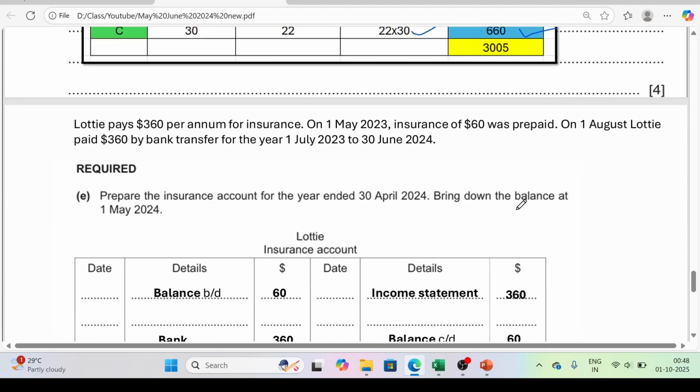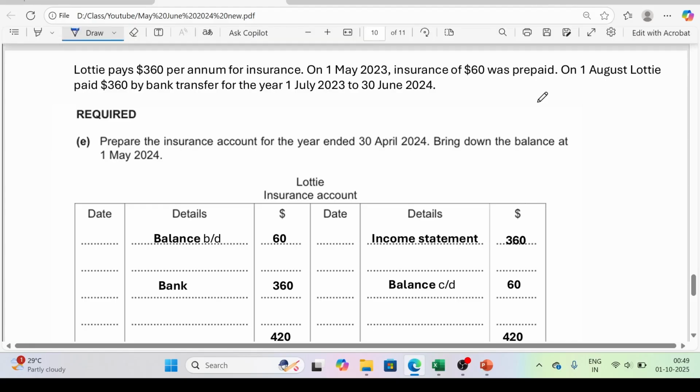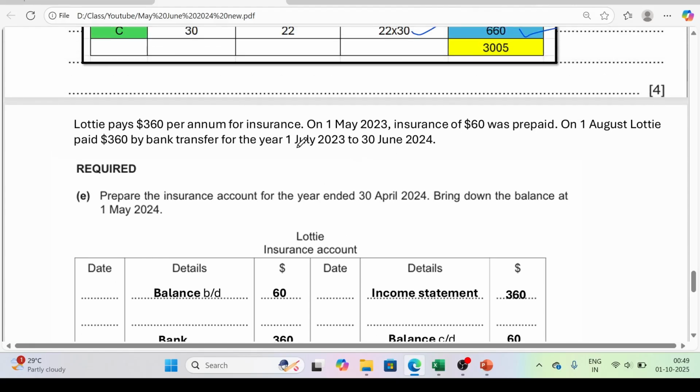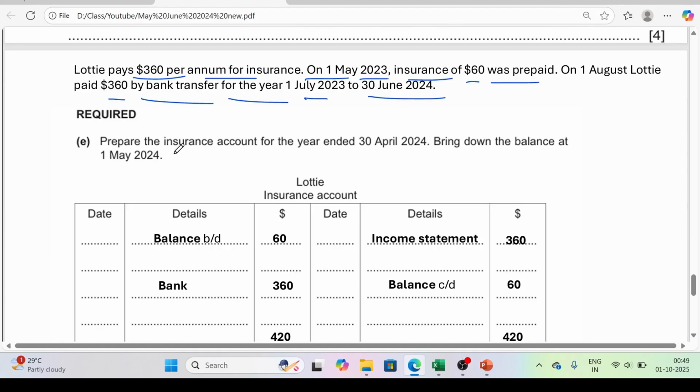Okay. Next we are moving to the ledger type of question. So let's see which account they requested. Loti pays 360 per annum for insurance. On 1st May 2023, insurance of $60 was prepaid. On 1st August, Loti paid $360 by bank transfer for the year 1st July 23 to 30 June 2024. Prepare the insurance account for the year ended 30th April 24. Bring down the balance.